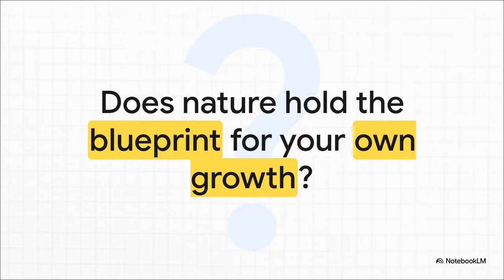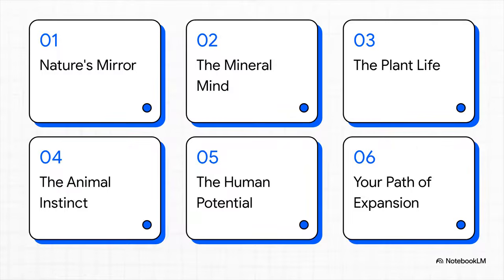Wouldn't it be a relief if the blueprint for your own personal development wasn't buried in some super complex philosophy, but was actually reflected all around you? In the simple, observable stages of life right here on Earth? So here's our roadmap. We're going to start with this core idea of nature's mirror. Then we'll walk through the 4 stages of development: the mineral mind, the plant life, animal instinct, and finally, human potential. And to wrap it all up, we'll look at what's driving this whole process, your path of expansion. Let's see how our own consciousness mirrors this amazing natural evolution.